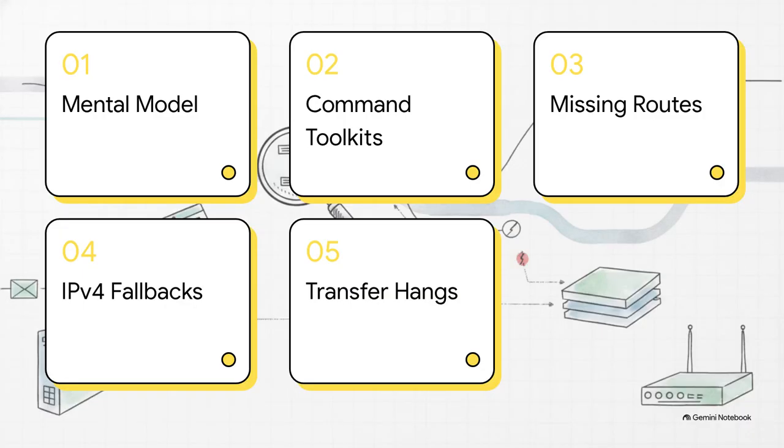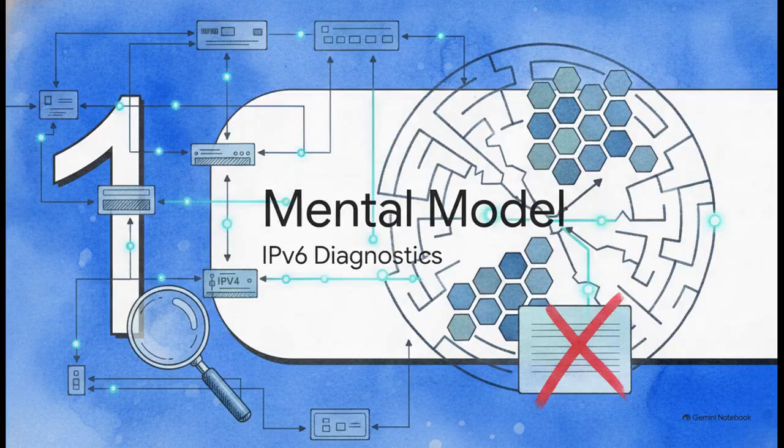We're building a literal diagnostic toolkit today to resolve specific IPv6 failure patterns. We'll start with the troubleshooting mental model, then move to essential OS command toolkits, fixing missing default routes, fixing unexpected IPv4 fallbacks, and finally fixing large transfer hangs. All right, Section 1, the troubleshooting mental model, setting the stage for IPv6 diagnostics.